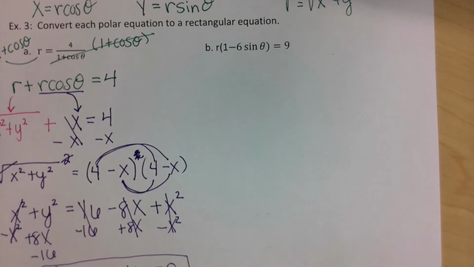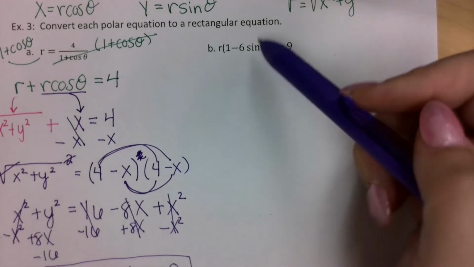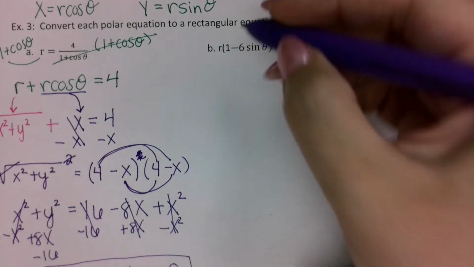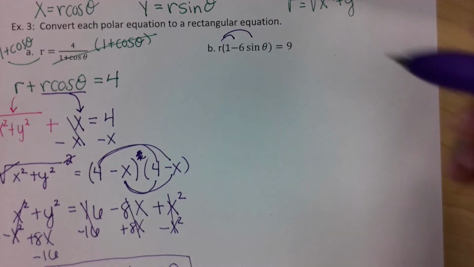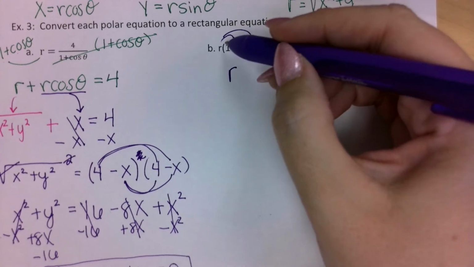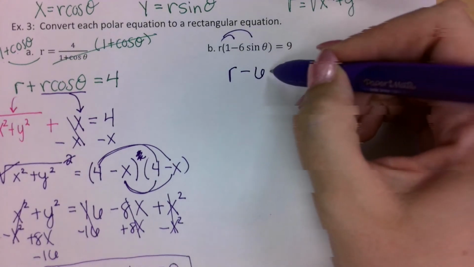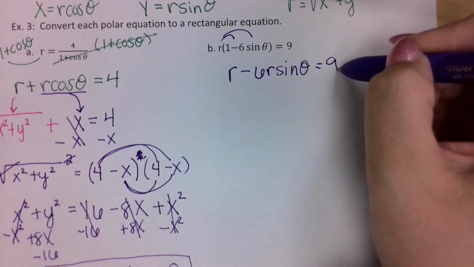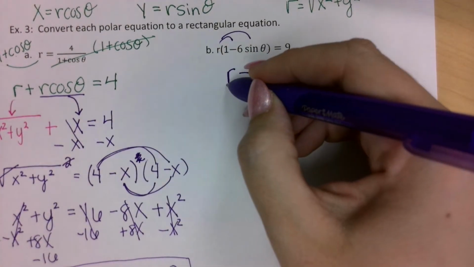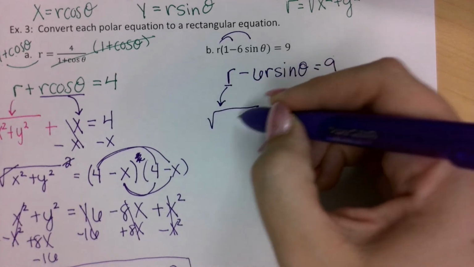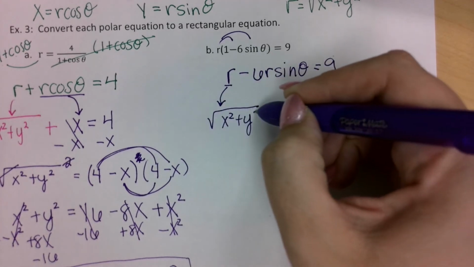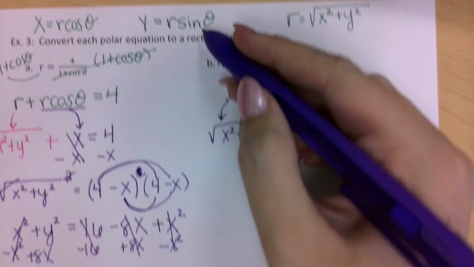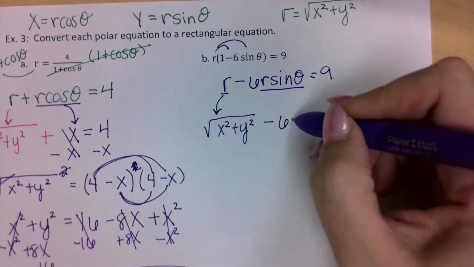Okay, let's do the same thing on B. So on B, if we look, this step was kind of already done for us. We already don't have the fraction, so our first step here is to just distribute. So r times 1 gives us r, times negative 6 sine would be negative 6r sine theta equals 9. Now let's do some replacing. We're going to replace r with the square root of x squared plus y squared. We're going to replace r sine theta with y, so minus 6y.